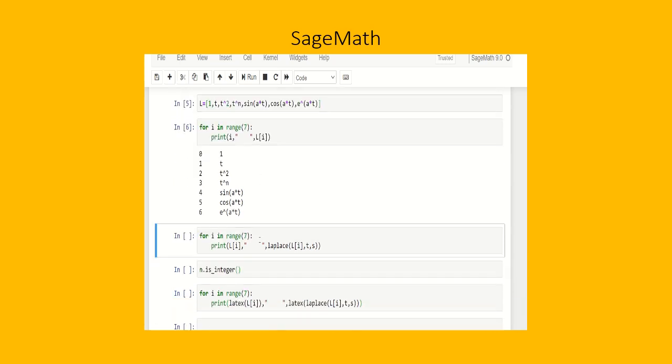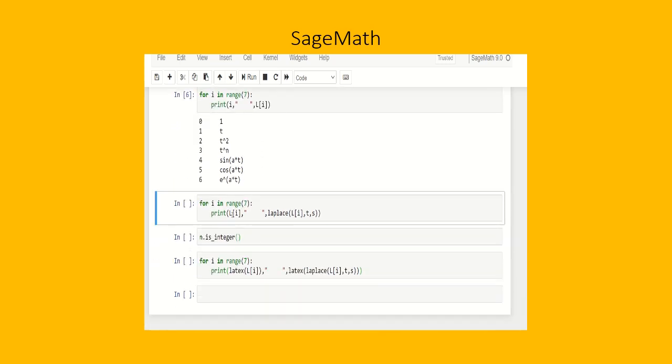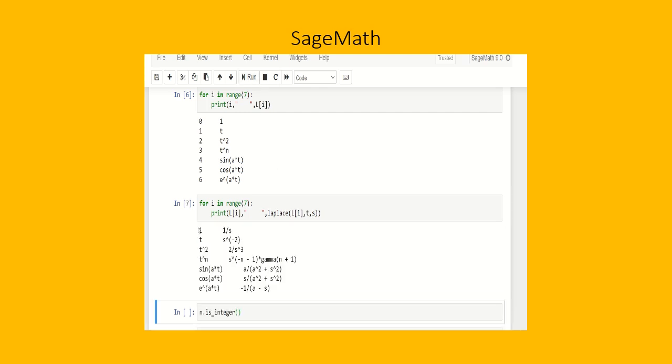we are going to print the function L of i from that list and the Laplace transform of L of i. That function is a function of t. The transform is going to be a function of s. Let's run that command. And so the Laplace transform of 1 is 1 over s. Laplace transform of t is 1 over s to the minus 2, same as 1 over s squared. Laplace transform of t squared is 2 over s cubed.